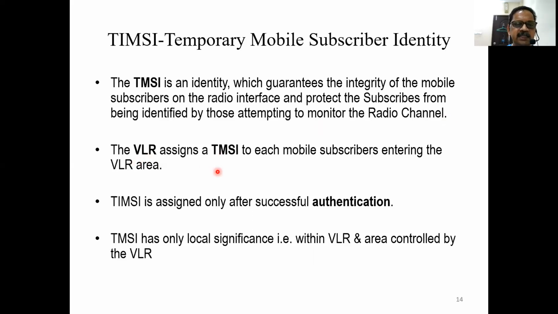The VLR assigns a TMSI to each mobile subscriber entering the VLR area. So whenever you go to a specific VLR, the VLR gives a TMSI based on the IMSI. It need not be the same TMSI number when you go from one VLR to the second VLR or third VLR. So it changes dynamically. This is the number which is used for providing the connectivity in the network.